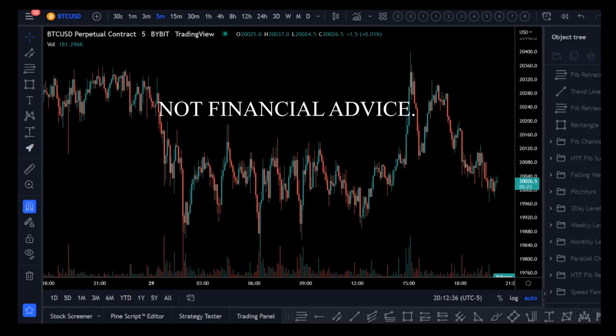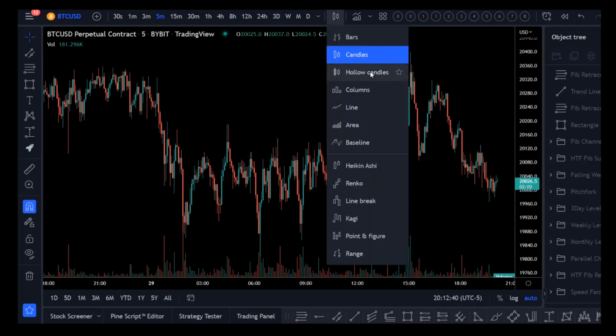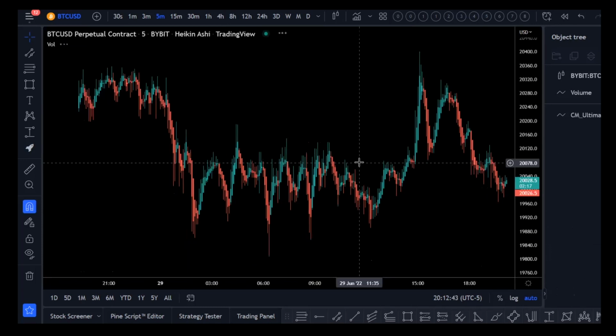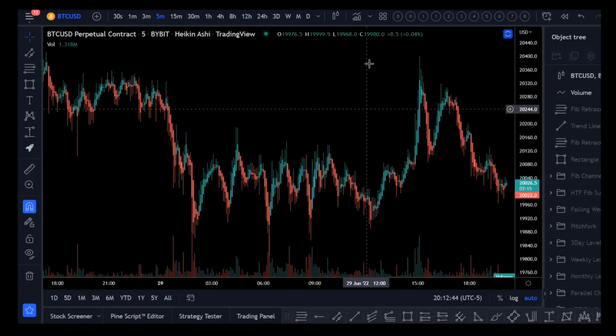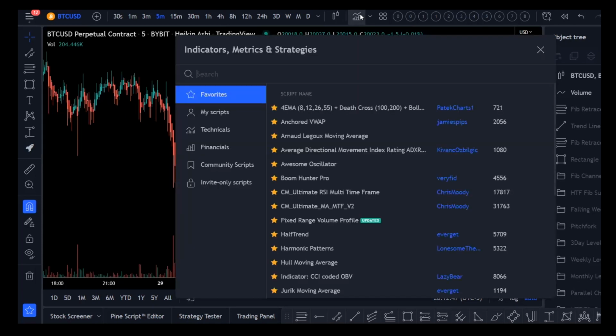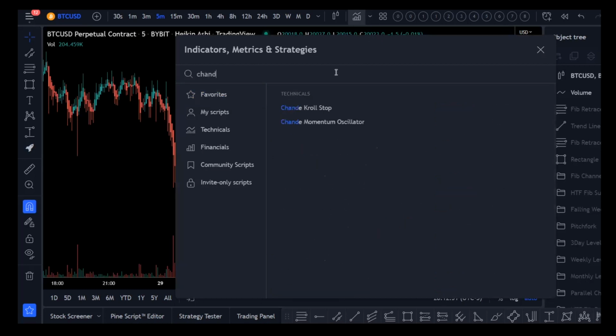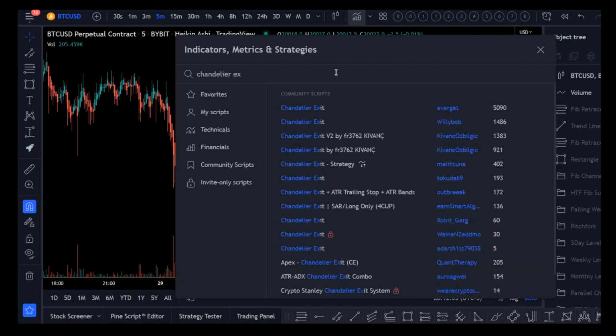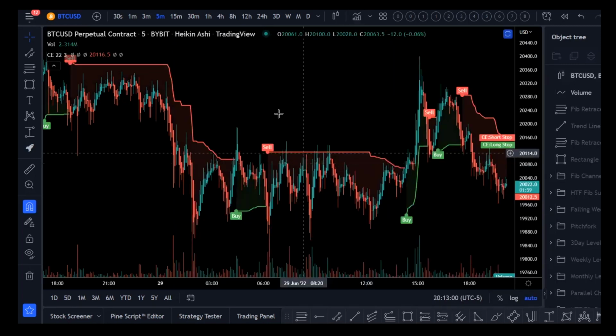So the first thing that we're going to do is change the candles to Heikin-Ashi candles. Okay, and then we're going to go over to indicators, and what we're going to be looking for is called the Chandelier Exit, and this is by Everget. Okay, so when you click on that, it'll look like this. And now we're going to go over to the settings.